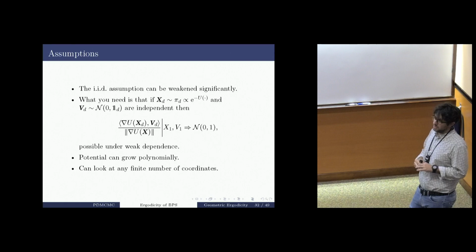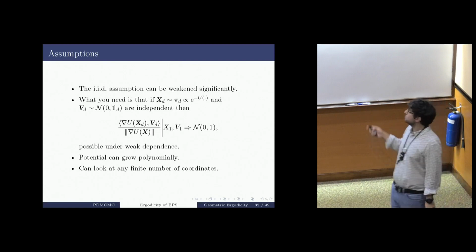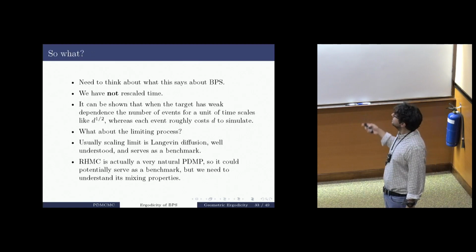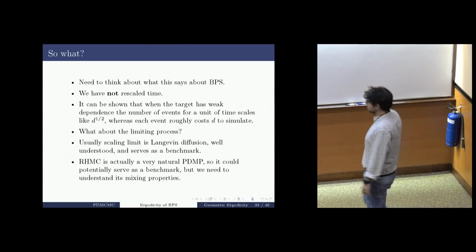If the dependence matrix is not sparse, then things may look completely different. The potential can grow polynomially, and again, we can look at any finite number of coordinates. Of course, we just look at just one. Okay, so that's the scaling result.